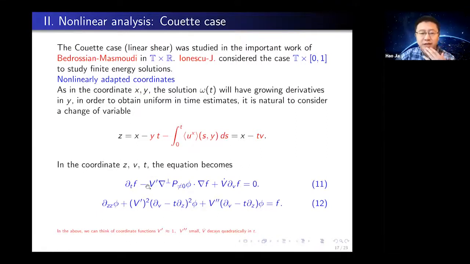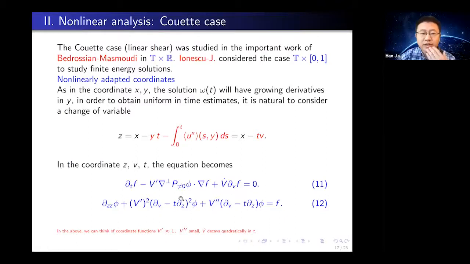It looks a little more complicated actually, but the key point is that the velocity field, all the velocity field now transporting f, is now decaying in quadratic fashion, like 1 over t squared. So all the velocity field now decays in an integrable fashion. So you can hope to control f uniformly in time. And of course, the renormalized stream function phi also still satisfies this elliptic equation.